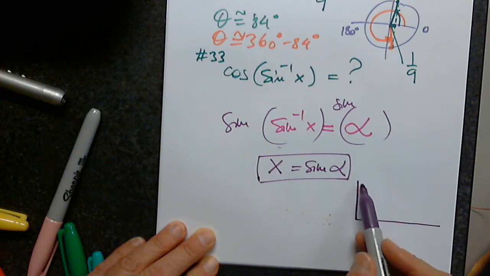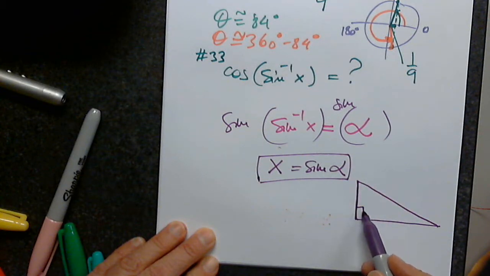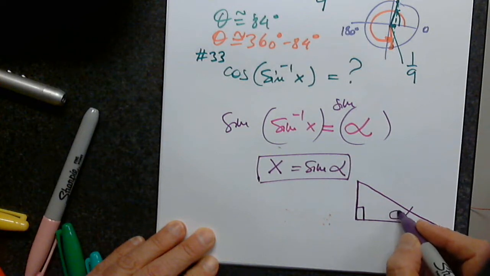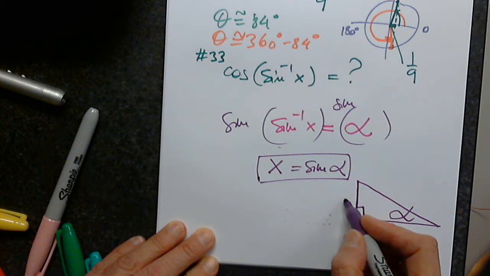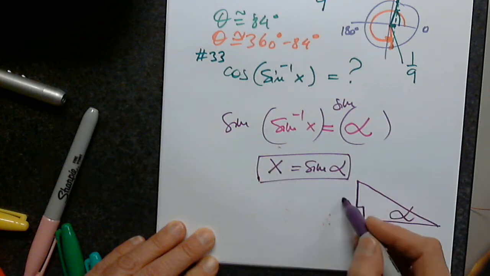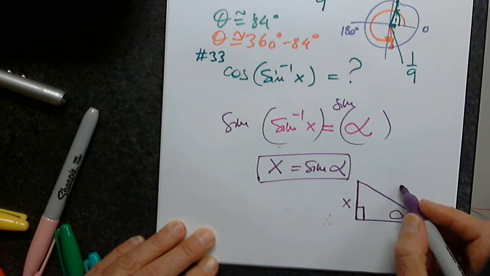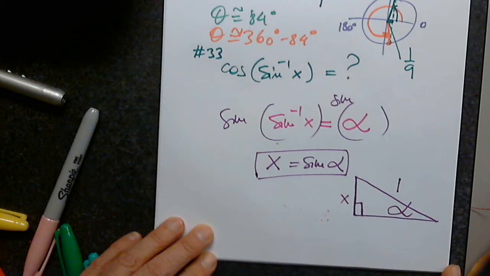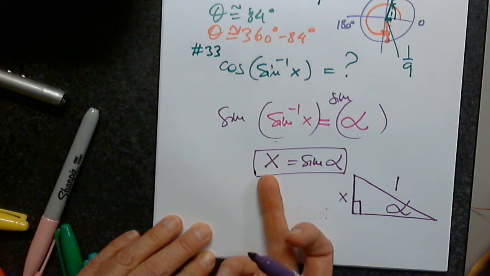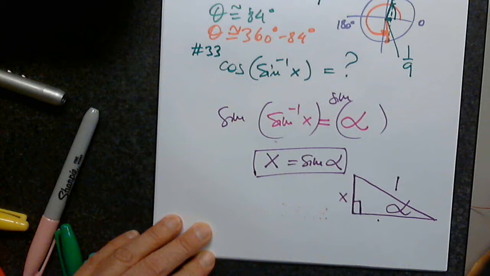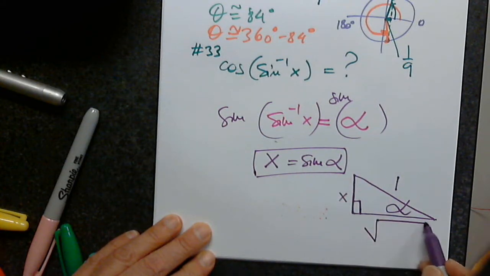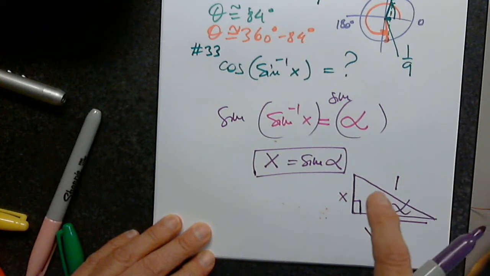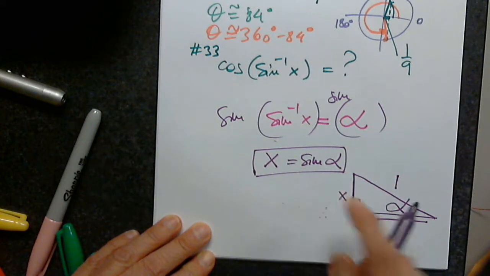That there exists a right triangle with an acute angle alpha whose opposite leg is x, and the hypotenuse is exactly 1, because it's x over 1. What should this leg equal to? Well, by the Pythagorean theorem it will be the square root of 1 squared minus x squared.